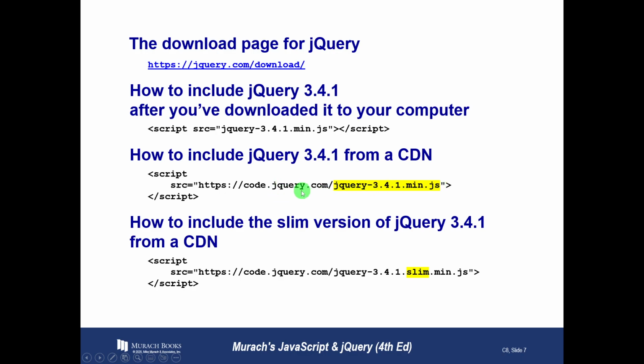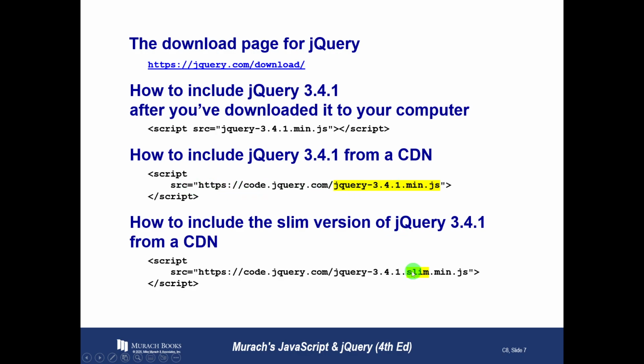So jQuery.com, nice fast download. We don't pay for the bandwidth. And there's a good chance the user might already have a cached version of that file. They're probably not going to have a cached version of ours unless we have a gigantic site that people are using a million times a day. So the other benefit here is we don't have to download it into our website. We're just going to pull it directly from theirs.